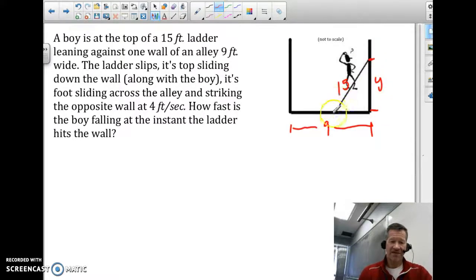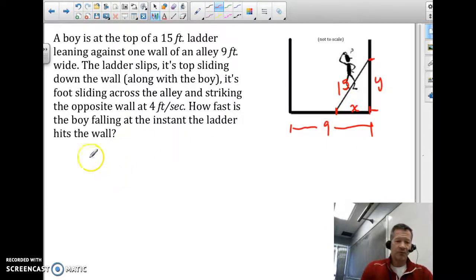And the foot of the ladder is sliding across the alley, so it's obviously going to be going this way, and strikes the opposite wall at 4 feet per second. So the distance that the ladder is from the bottom of the wall, we'll call that x. That is going to change also as the ladder slips.